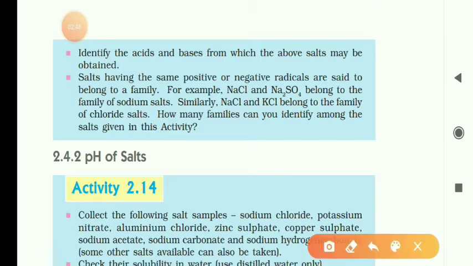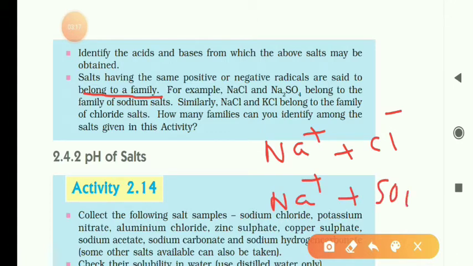Salts having the same positive or negative radicals are said to belong to a family. For example, NaCl and Na2SO4. See, NaCl and Na2SO4, Na plus SO4. Now you see, both belong to the family of sodium salts.